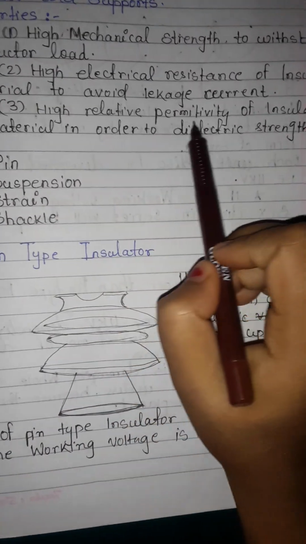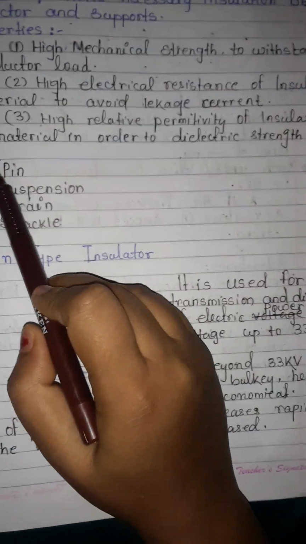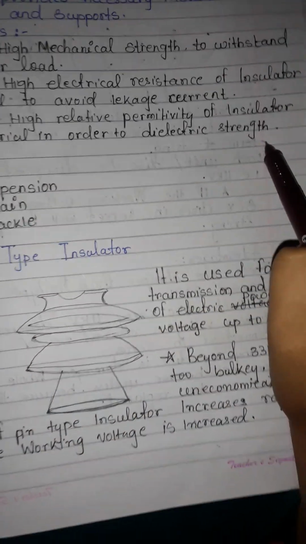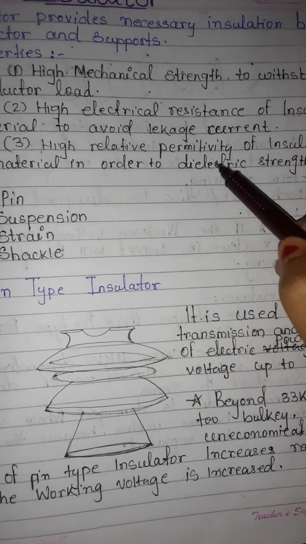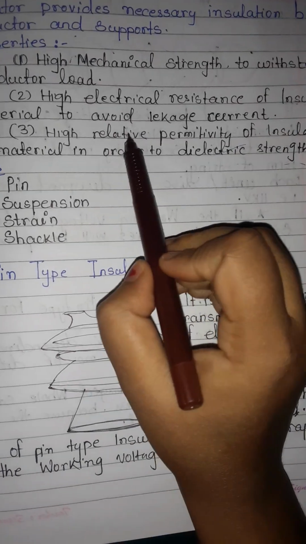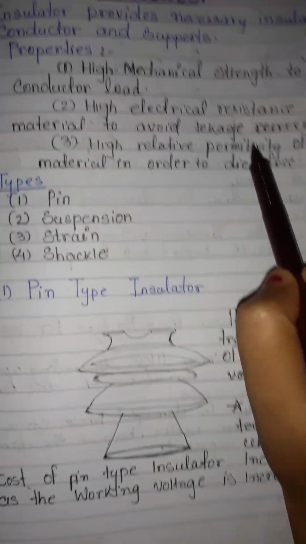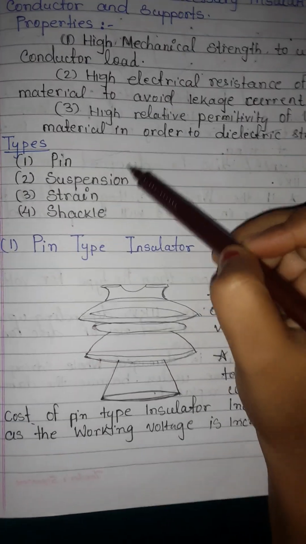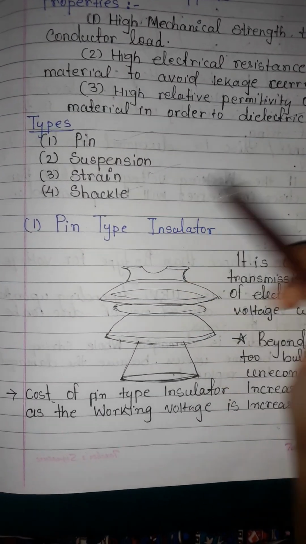And high relative permittivity of the insulation material in order to have dielectric strength. It also has the property of dielectric strength to withstand the high relative permittivity. So there are four types of insulators we use: pin type, suspension type, strain, and shackle.